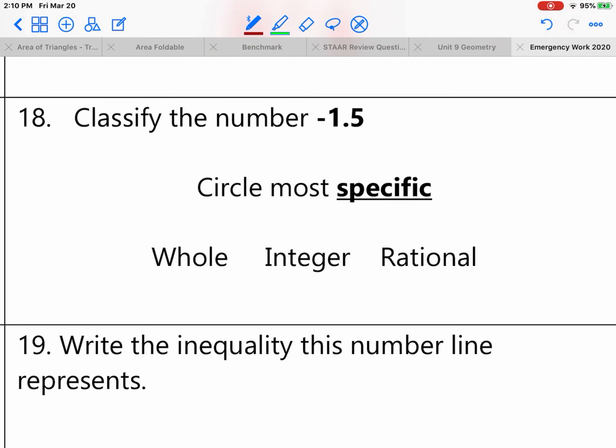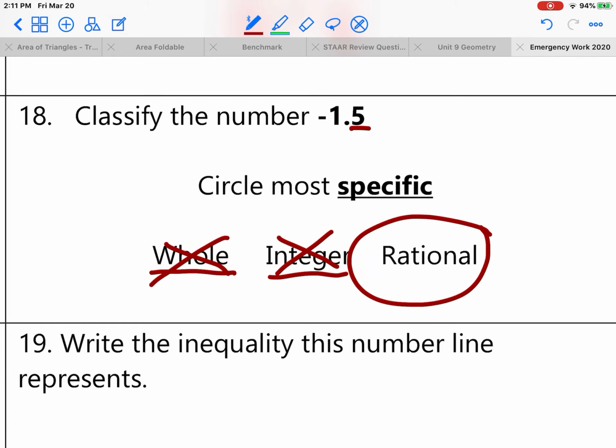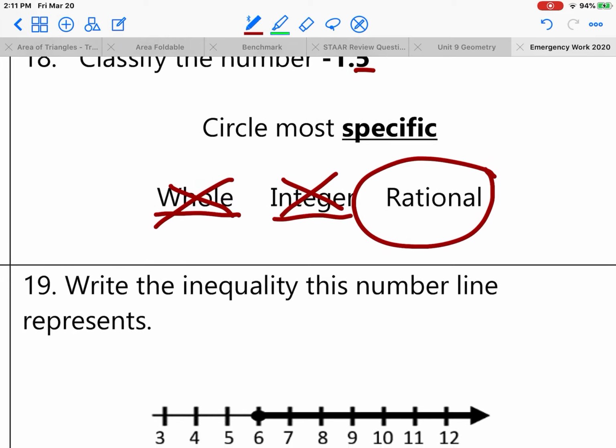Okay, number 18. Classify the number negative 1.5. Circle the most specific. It is not a whole number because it has a decimal with it. It is also not an integer because integers are all the whole numbers and their opposites. There's no decimals involved in a whole number or an integer. So the only thing this number can be is rational.